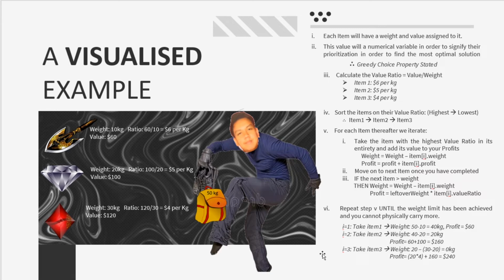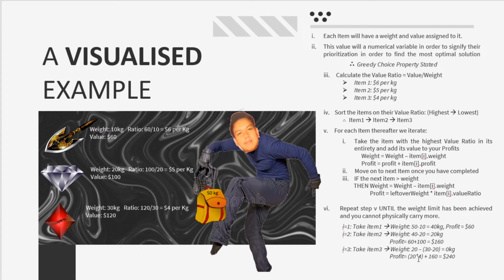For the third iteration, we take item 3, but such that we only take 2/3 of its weight. So it'll be 20 minus 30 minus 20, that's 2/3. It will net us 0 kilograms. That means we have used our capacity to its maximum efficiency.